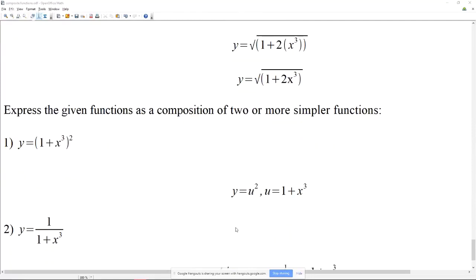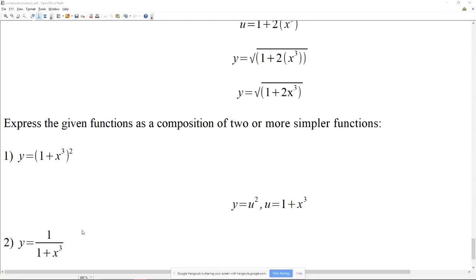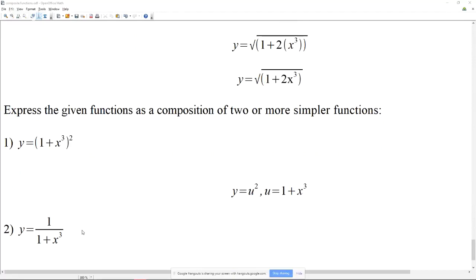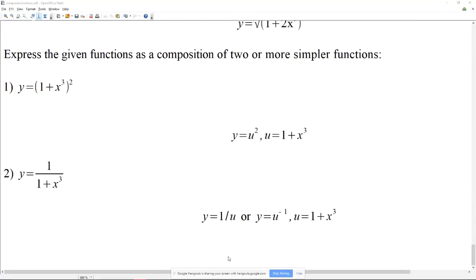So here's a good one right here. Y equals 1 over 1 plus x cubed. What is going to be my u value? What do I want to assign to u? 1 plus x cubed. Okay, and so y is going to be equal to what? 1 over u. And I can also write y equals 1 over u, or I can say y equals u raised to the negative 1, right?